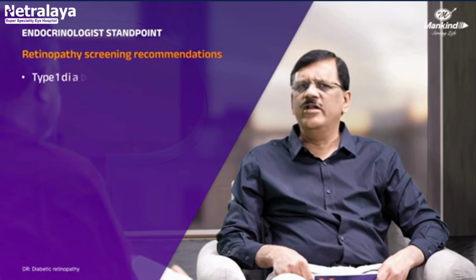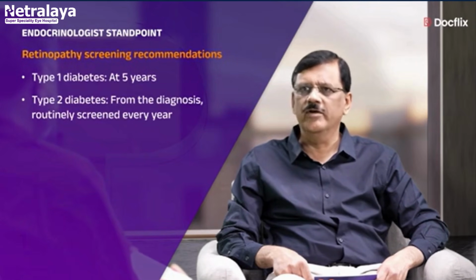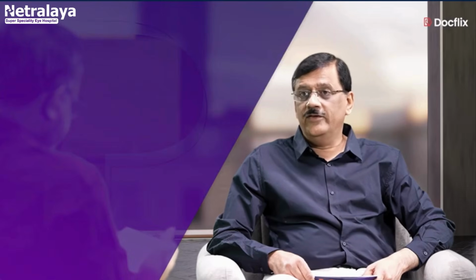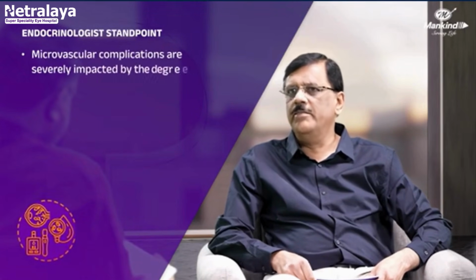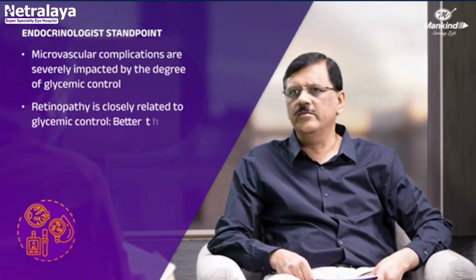Correct. So in type 1, general recommendations are at 5 years to start with, and in type 2, right from the diagnosis, every year. Very true, because it will tell you from how long the diabetes is there. Absolutely, because the microvascular complications sometimes start even before the clinical onset of diabetes, both micro and macro. Yes, true, sir. So can we throw some light on glycemic control and progression of diabetic retinopathy? Yes, it is very important. You know that the microvascular complications are very much impacted by the degree of glycemic control, not the macrovascular or the cardiovascular. But retinopathy in particular is definitely related to the degree of glycemic control.